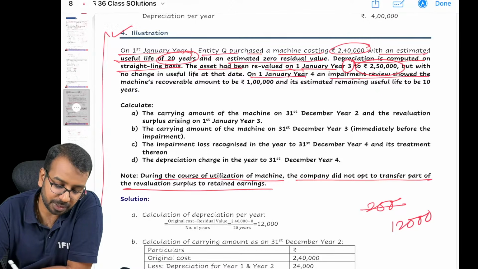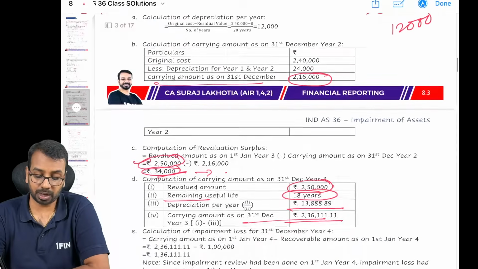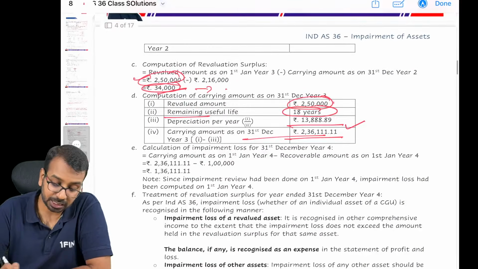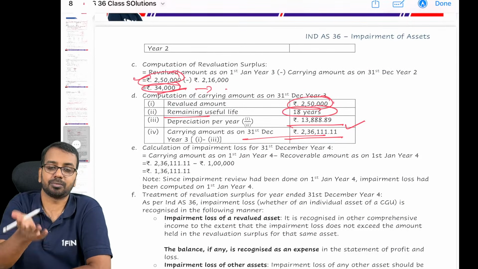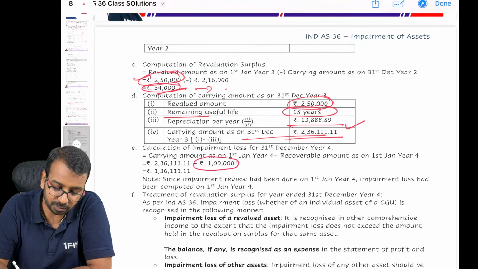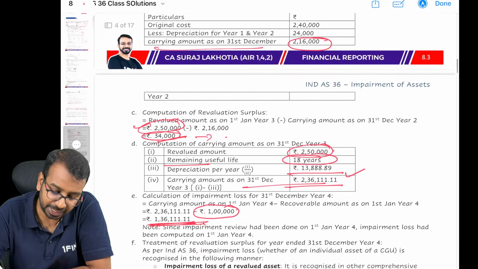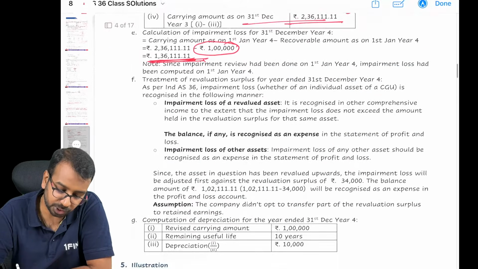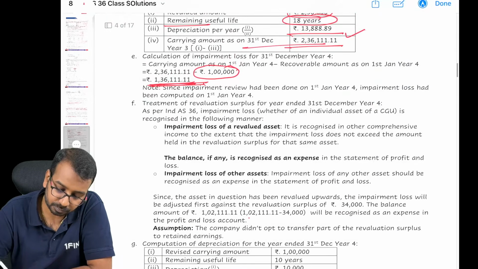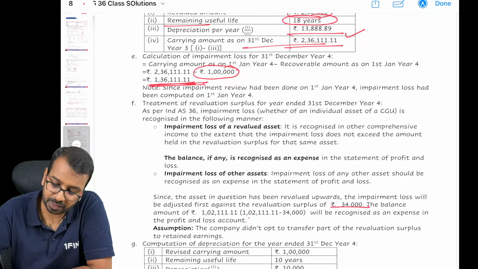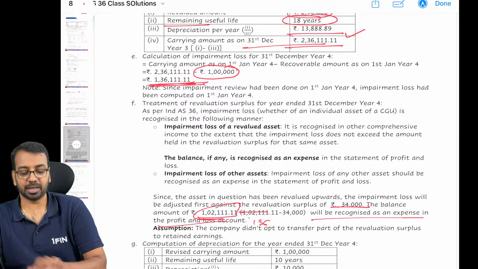On 1st January, an impairment review showed the machine's recoverable amount to be 1 lakh and its estimated remaining useful life to be 10 years. Now, what happened? Here we had 236. Then, immediately on the first day of the next year, they got the recoverable amount to be 1 lakh. So, 136 is the impairment loss. This impairment loss will be set off against this revaluation surplus of 34,000, and the balance. How much is the balance? 136 minus 34, 102. 102 will be recognized as an expense in the P&L.